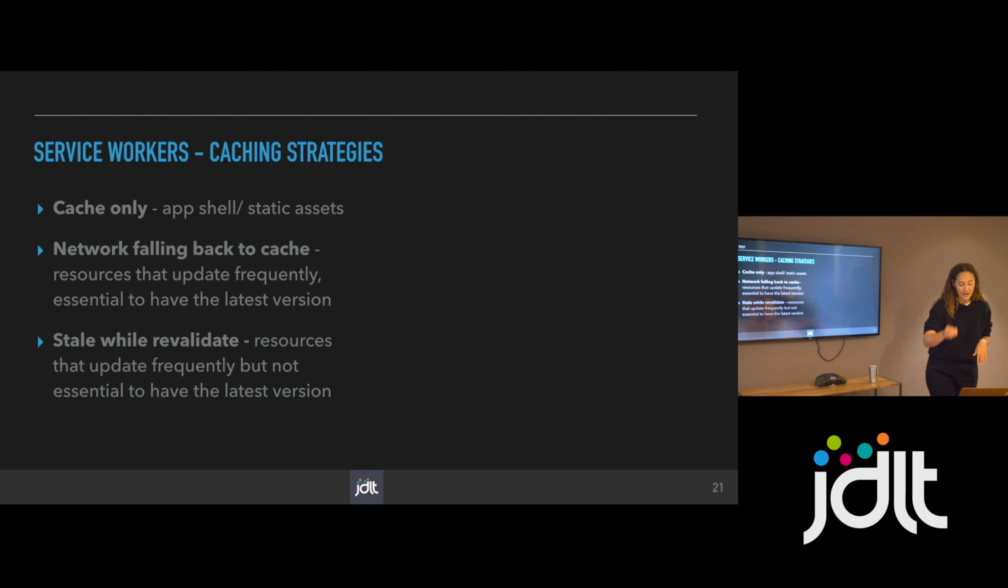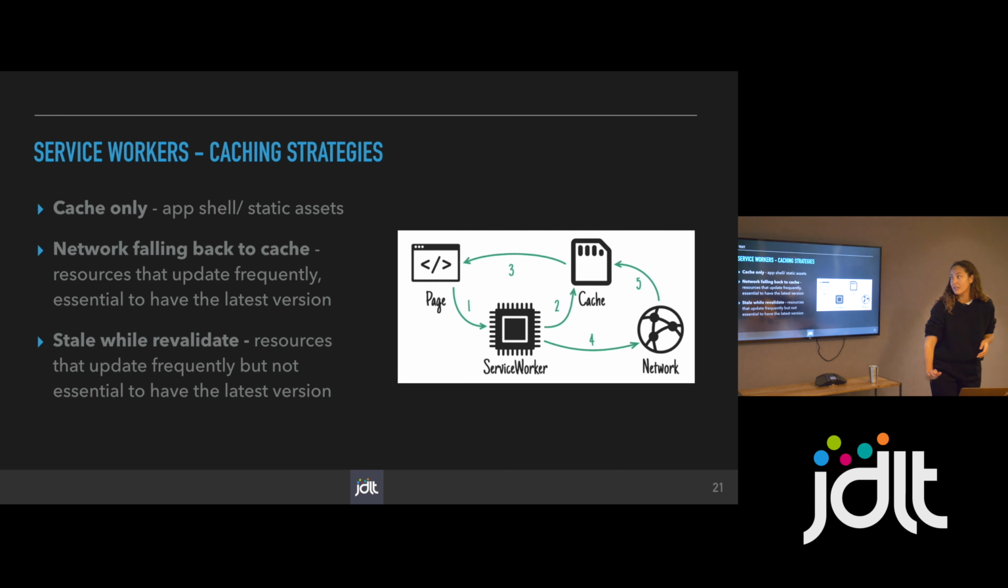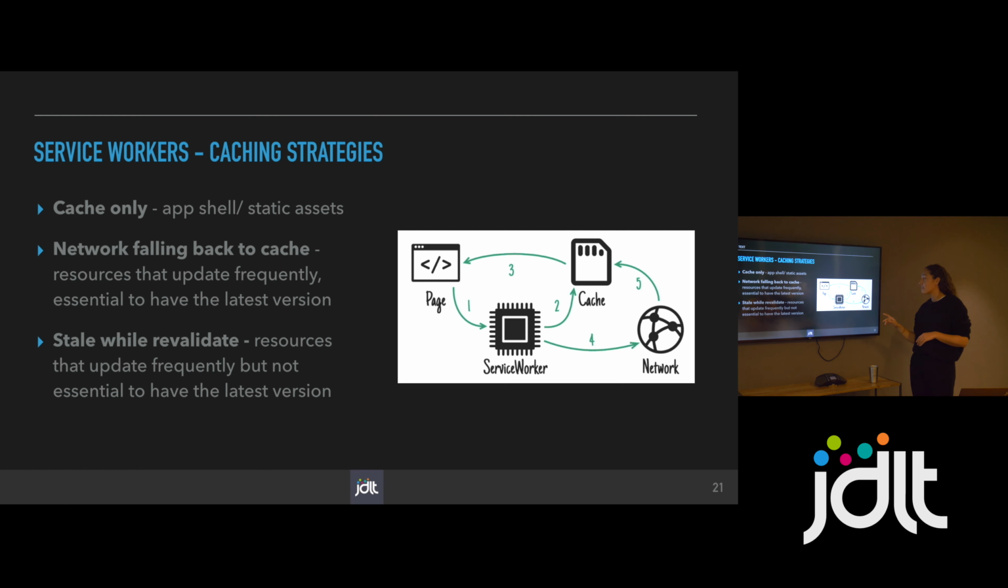And then stale while revalidate, I've seen quite a lot. This is an illustration of what that looks like. It's ideal for resources that update frequently, but we don't necessarily need the latest version. So here we make a request, which is intercepted by the service worker, which goes to the cache, retrieves the resource that's been requested, returns that to the user, but also makes the network request and returns the response to the cache, so that it's been updated for the next time the user requests that resource.